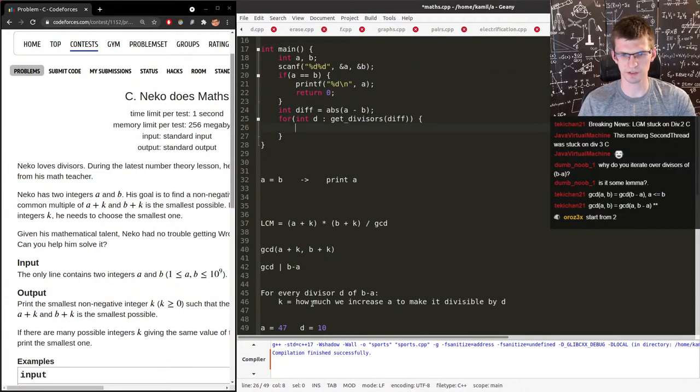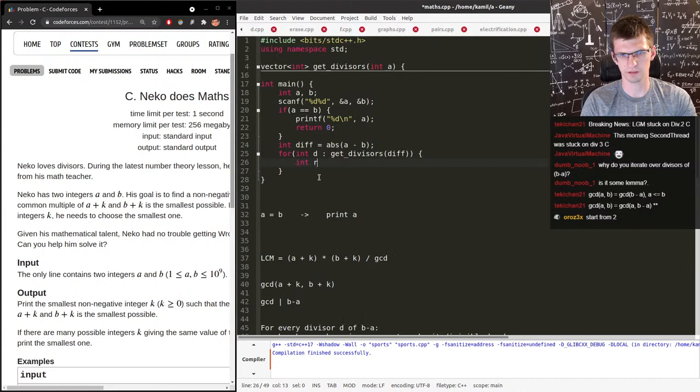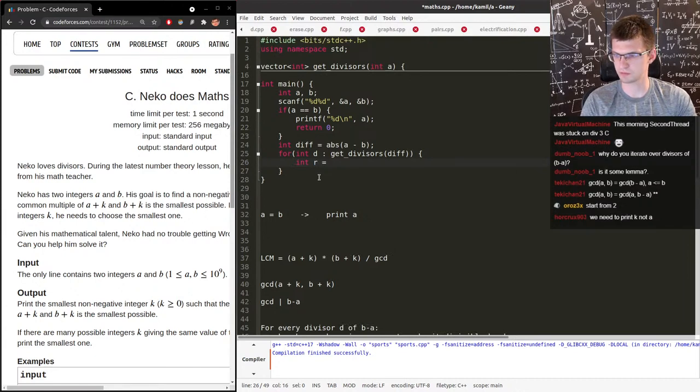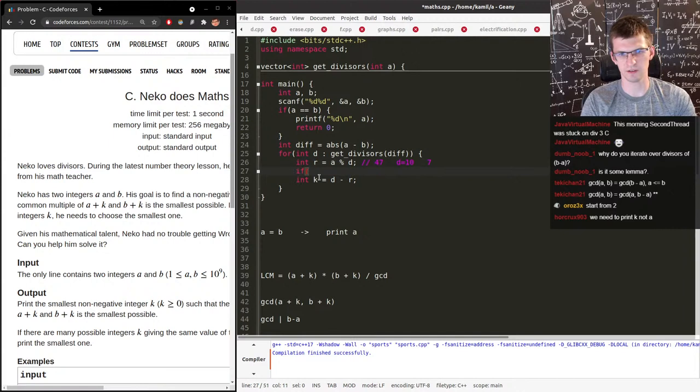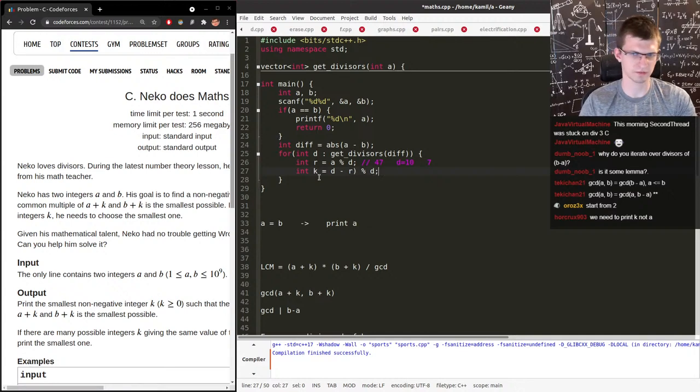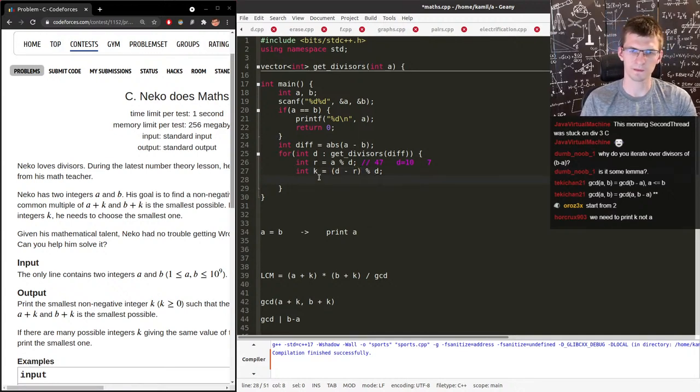Now we need to check by how much we increase A. For that, I grab the remainder. Let's remember, for 47 and D equal to 10, I would get remainder 7. And it should mean that I need to increase by 3, 10 minus 7. Unless we had a perfect division, then it means we don't increase at all. So I guess this works. Now by this much we increase, and now just A plus K, B plus K, that's a candidate.